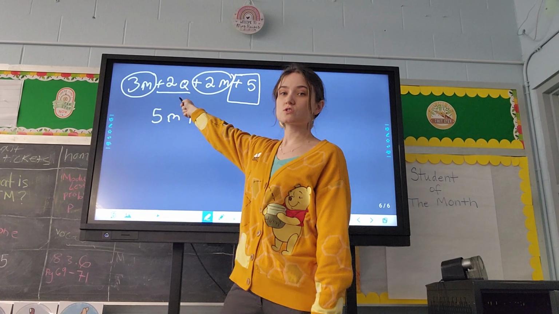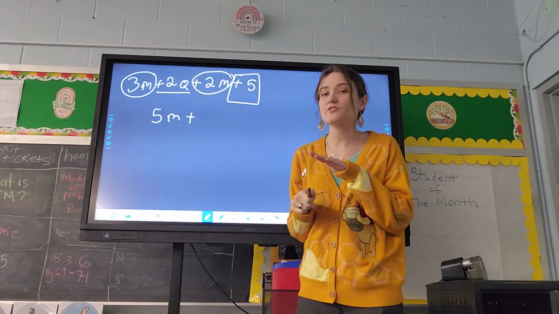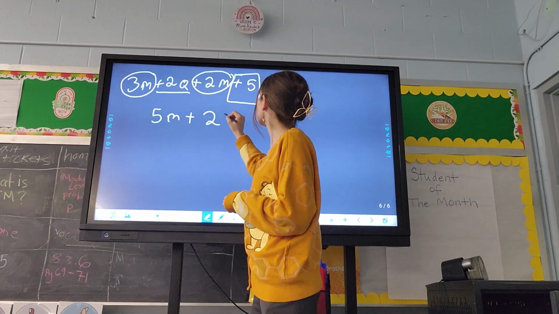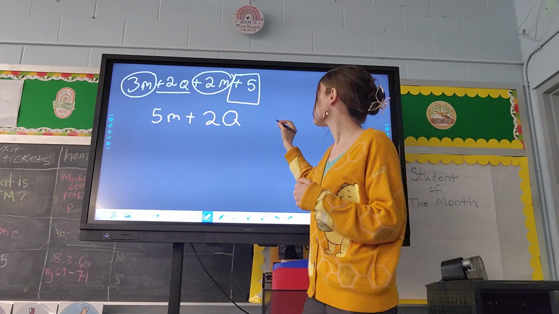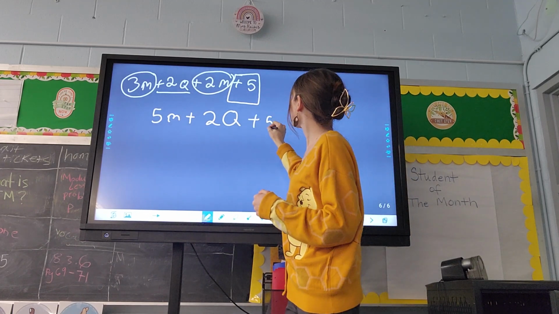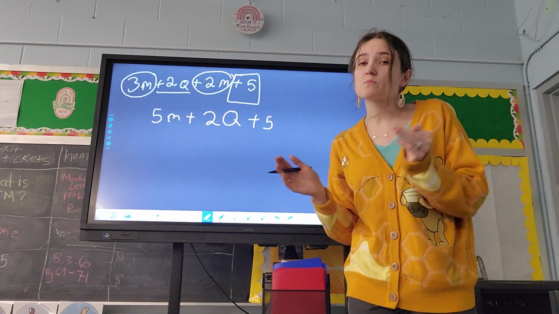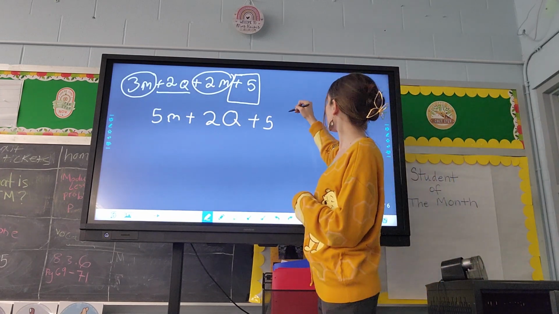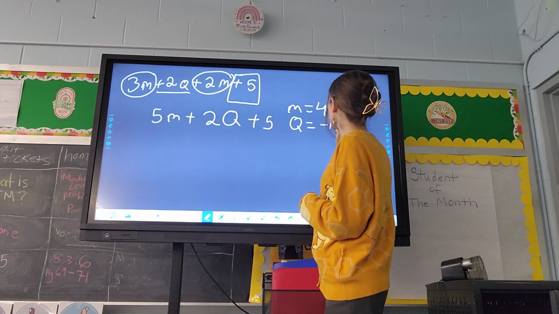Alright, 2q. Are there any other q's here? No, there's nothing else underlined. So it's going to be 2q. Any other whole numbers? No. So it's just going to be 5. You will get big equations like this. You'll get smaller ones, and sometimes you're going to be told that m equals 4 and q equals -1.